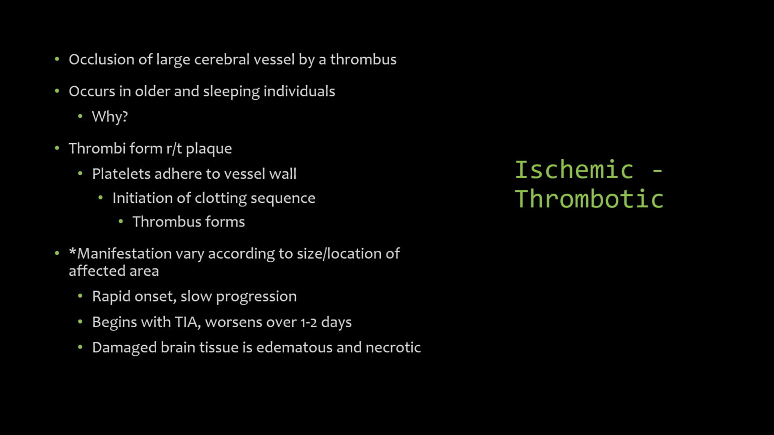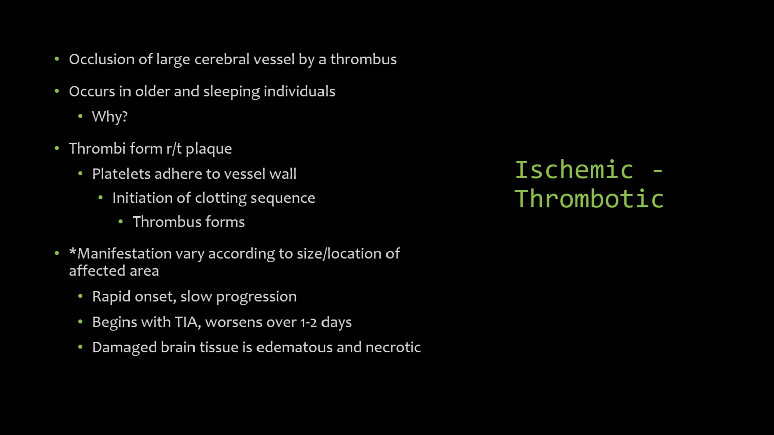So basically what you're going to have in that situation are platelets that adhere to the vessel wall, and that happens a lot to our older population and even some of us younger ones. This is going to potentiate an initiation of a clotting sequence. Okay, so then you have those clots form, and that's how this thrombus forms. Now, that's not the end of the story, but we're going to stop there with thrombotic. Okay, please remember that manifestations, again, vary according to the size and location of the affected area in the brain. That is making all the difference in the world.